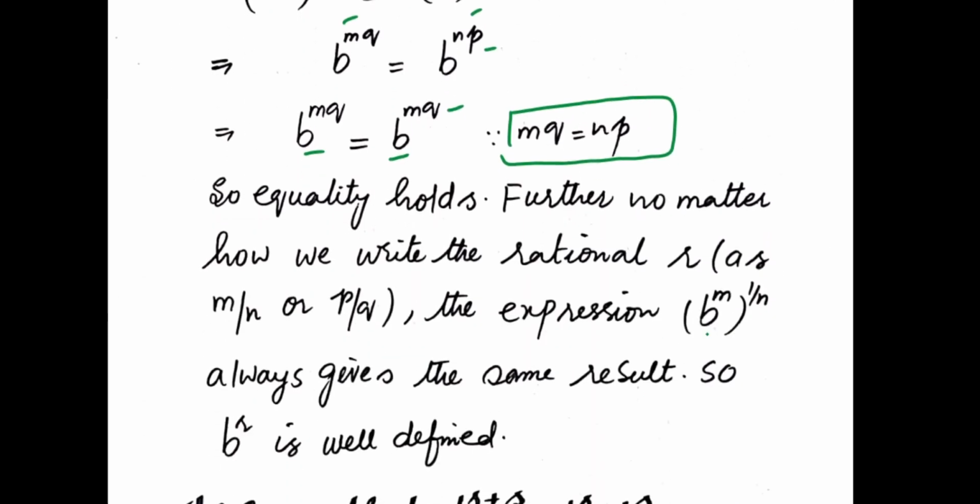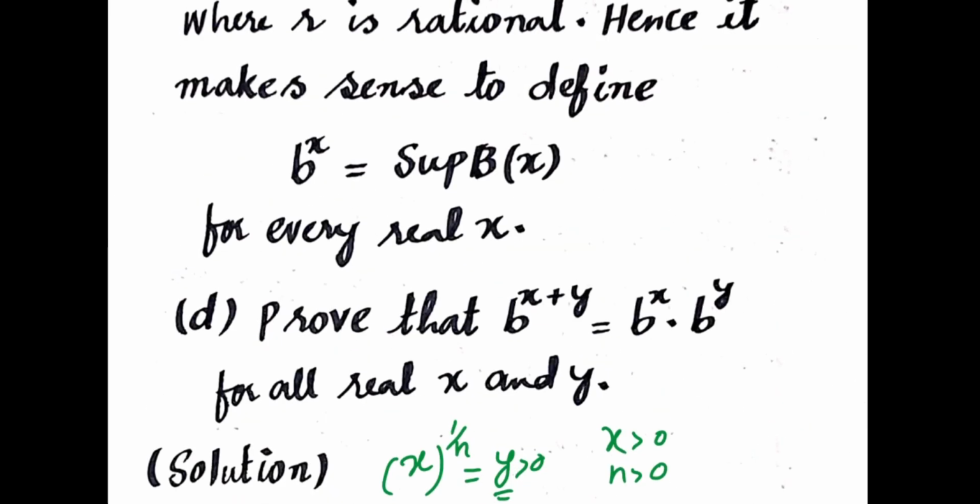Further we have to show that this makes sense for any rational form of r. No matter how we write the rational number r as m over n or p over q, the expression b raised to power m whole power 1 over n always gives the same result. So b raised to power r is well defined. So this is the first part, and I hope it is very easy.